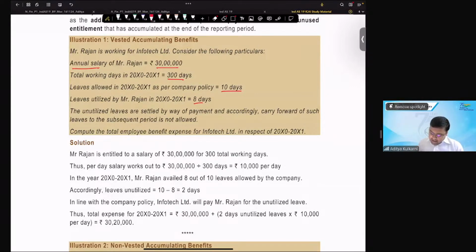The unutilized leaves are settled by way of payment, and accordingly, carry forward of such leaves to the subsequent period is not allowed. Compute the total employee benefits for Infotech in respect of 20X0-X1. Is it okay? Question is clear. So employee has 300 working days. He is entitled to a salary of 30 lakhs for 300 total working days.